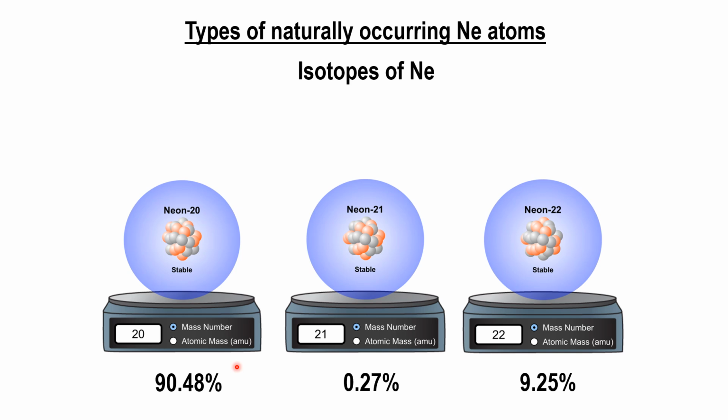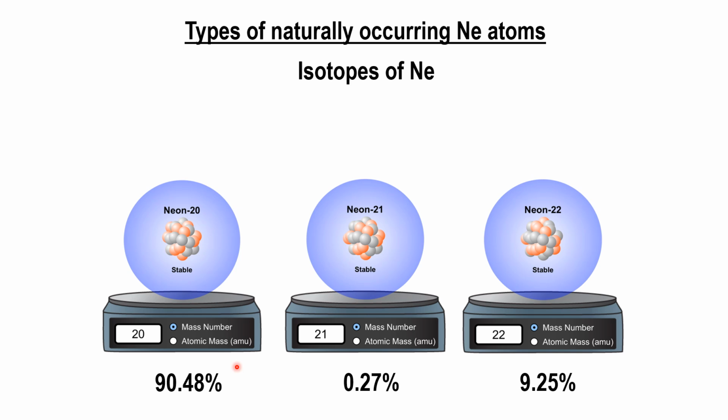That means if you have 100 molecules, there are about 90 of them that have the mass of 20 for neon, and 9 of them that have the weight of about 22. And only less than 1% of them have the weight of 21. So how do we take into account all these different forms of neon to give the atomic weight of neon that exists in the environment?